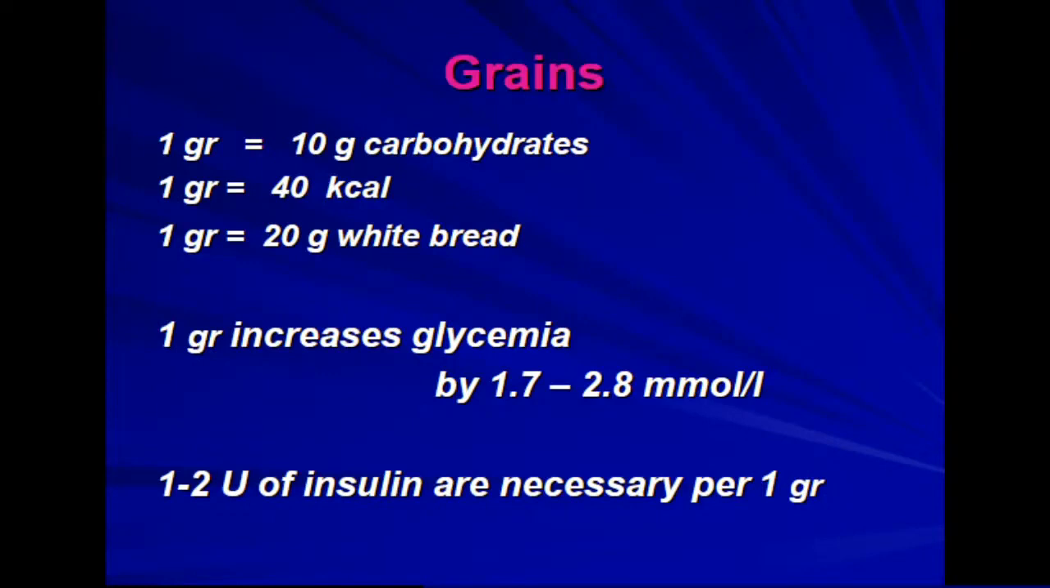Grains. What does it mean, grains? 1 grain equals 10 gram carbohydrates. 1 grain equals 40 calorie. 1 grain is 20 gram white bread. 1 grain increases glycemia by 1.7 to 2.8 millimole per liter, and 1 to 2 units of insulin are necessary per 1 grain.